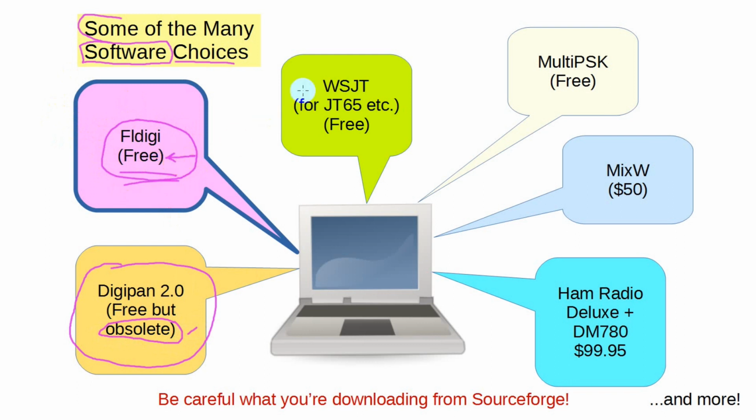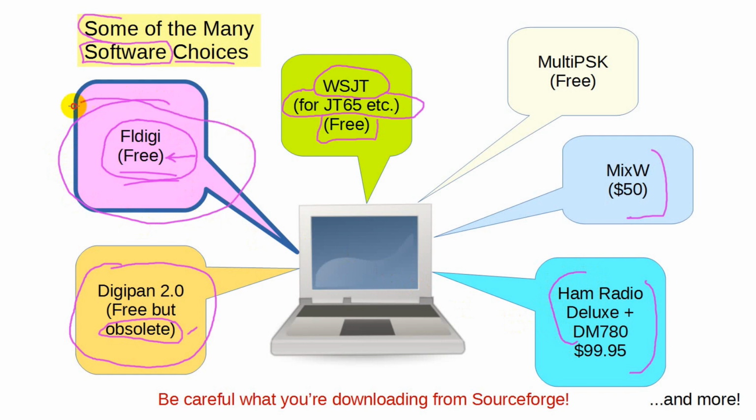The WSJT software is not general purpose and is used for JT65, JT9, and other modes not usually found in the general purpose programs, and is also free. If you're willing to pay extra money in order to get a little bit more support, MixW and Ham Radio Deluxe are available. I use an earlier free version of Ham Radio Deluxe, but to help prepare these videos, I downloaded and installed FL-Digi and have had several successful PSK31 QSOs.